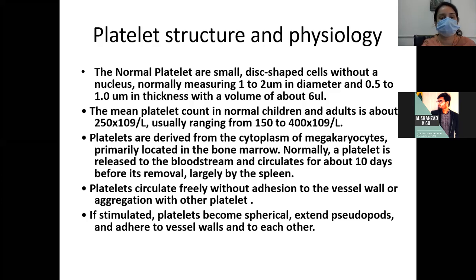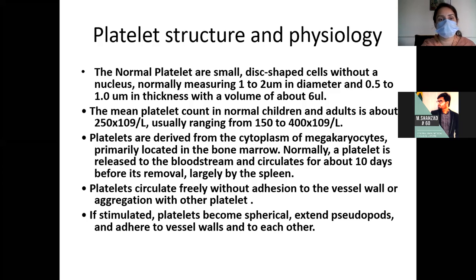Okay, today's topic is ITP and TTP. So first of all, we will see what is platelet structure and physiology, and how platelets are formed, and what's their normal life and normal size. So the normal platelets are small disc-shaped cells without a nucleus. Normally they measure about 1 to 2 micrometer in diameter and 0.5 to 1 micrometer in thickness with a volume of about 6 micrometer.